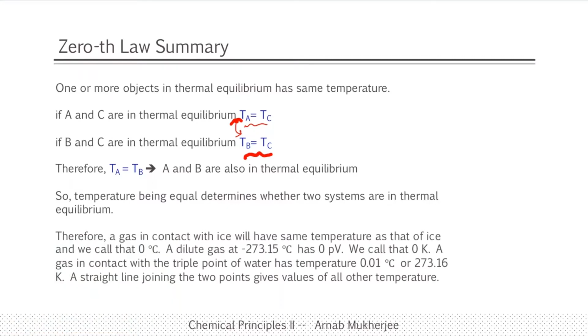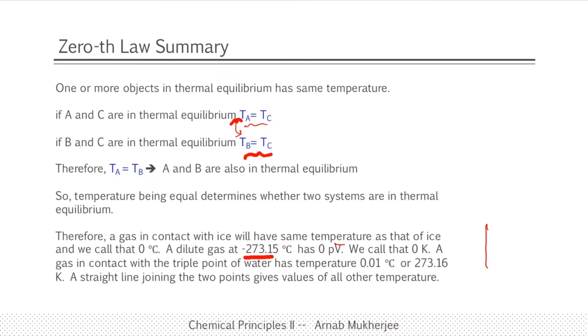Just to summarize, a gas in contact with ice will have the same temperature as that of ice, and we call that 0 degree centigrade. That is our definition. A dilute gas at minus 273.15 degree centigrade has 0 PV, we call that 0 Kelvin. A gas in contact with the triple point of water has a temperature of 0.01 degree centigrade or 273.16 Kelvin.